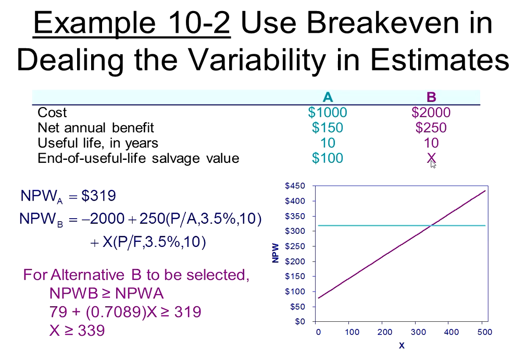Graphically, we can represent this as follows. This linear trend here is the net present worth of B, which is basically 79 plus 0.7089x. And this horizontal line is 319. You see that this is where they intersect, and that's the break-even point, 339.